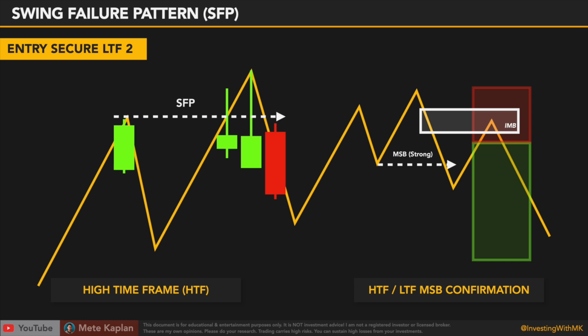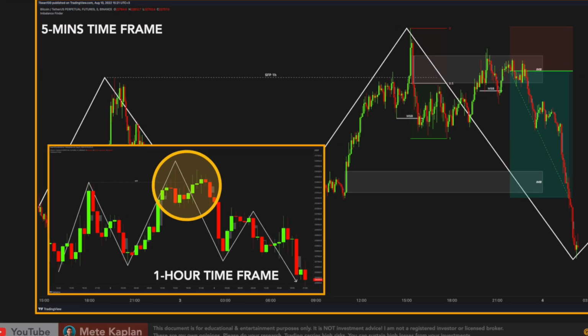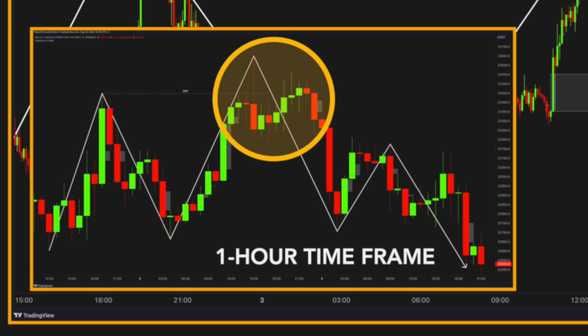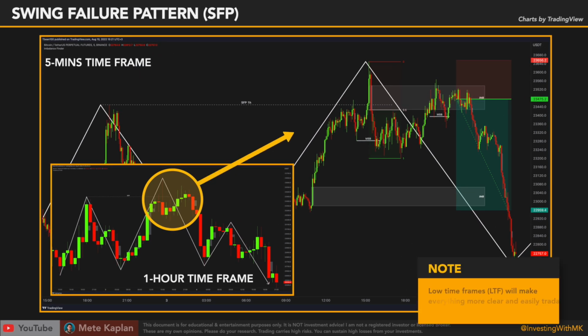Wait for a confirmed swing failure pattern and then wait for micro market structure break in lower time frames. In this example, you can see the 1 hour time frame. A clear swing failure pattern happens. Once you open low time frame, like 5 minutes, you can see better price action setups to enter a trade and also better targets to find.